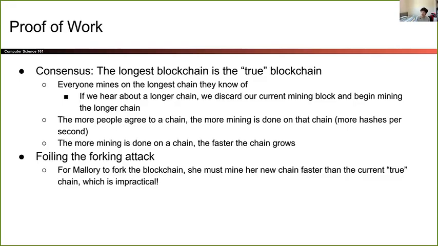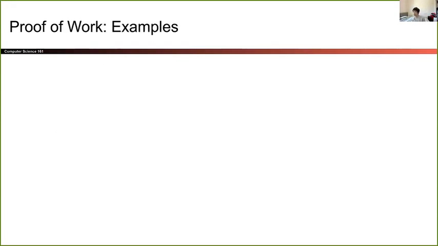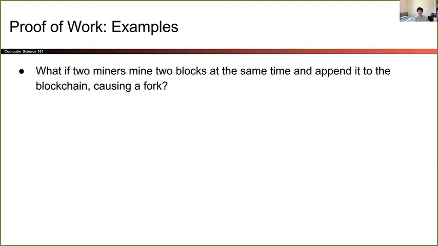All right. Let's talk about some examples of how this really comes into play. So let's say that two miners are working on two blocks at the same time, and they append it to the blockchain at the same time, causing a fork. So miner A found, oh, this block with this nonce creates a low enough hash, but it has a different history than miner B, who found another block with another nonce that also has a low enough hash. So suddenly we have two blocks at the same time that are the same length, and no one knows which one is the truth. So how would this be resolved?